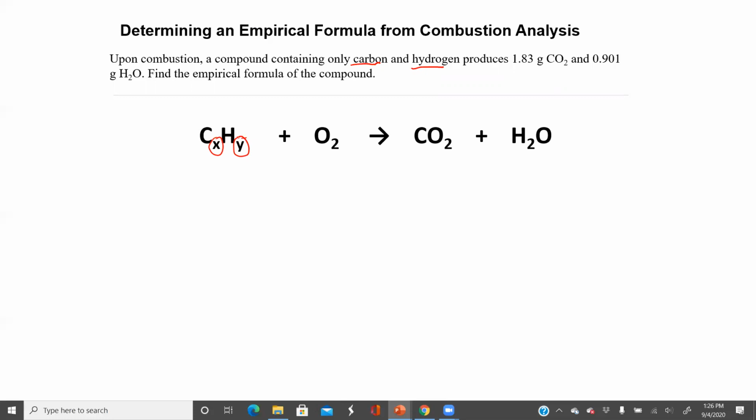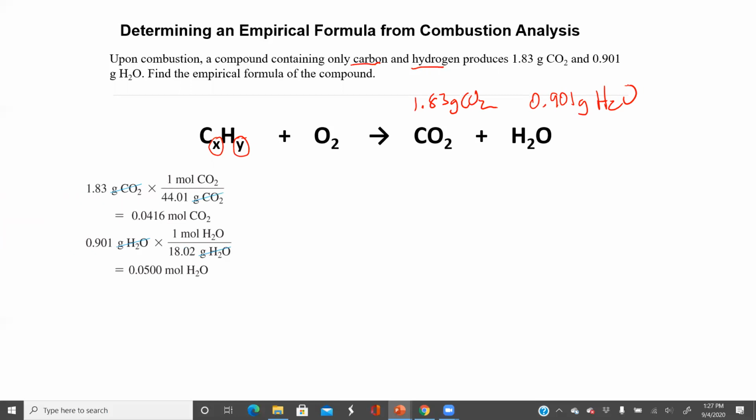Now, how can I do that? Well, what I could do is I can say, well, if I have 1.83 grams of CO2, I should be able to get grams of carbon, right? Because percent composition, and get moles of carbon. Just like if there's 0.901 grams of water, I can get the moles of water and convert that to moles of hydrogen because it's a 2-to-1 mole ratio. So let's take a look.